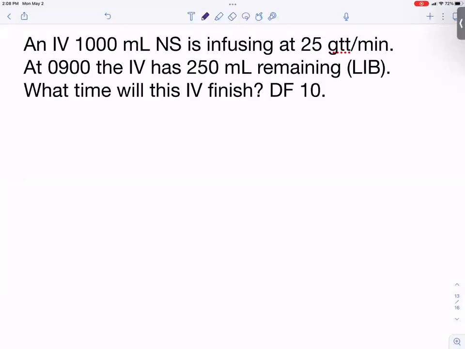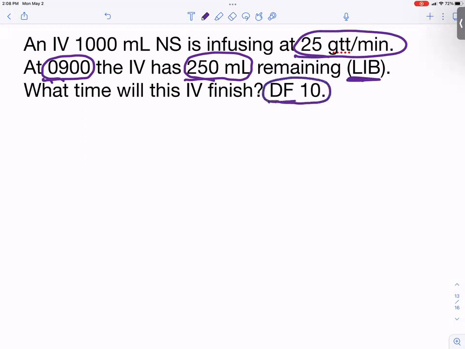So let's do another. Pause it now if you want to try it on your own. So this is saying that the doctor ordered 1,000 milliliters of normal saline, and it's already running at 25 drops a minute. At 9 a.m., Professor K walked in the room, and it only had 250 milliliters remaining in the bag. That's what's left in the bag, 250 milliliters. What time will this IV finish?